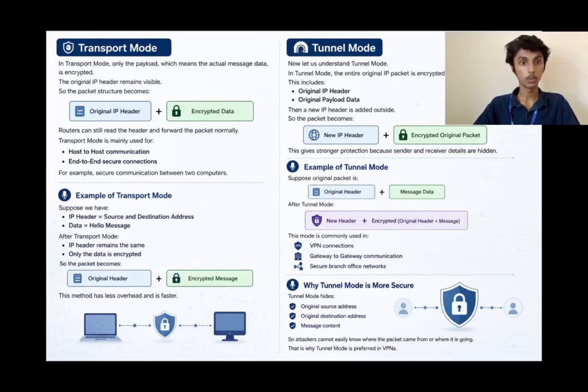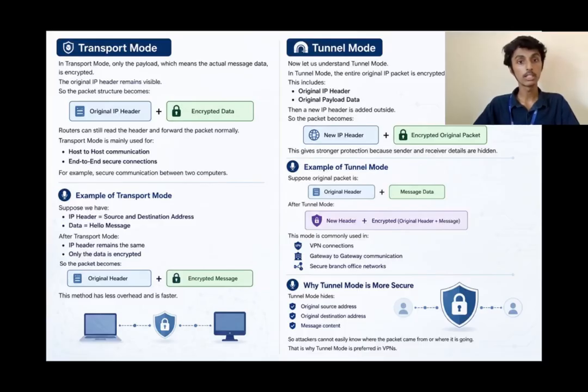Example of transport mode. Suppose we have an IP header equal to the source and destination address, and data equal to a hello message. After transport mode, the IP header remains the same. Only the data is encrypted. So the packet becomes the original header plus the encrypted message. This method has less overhead and it is faster.